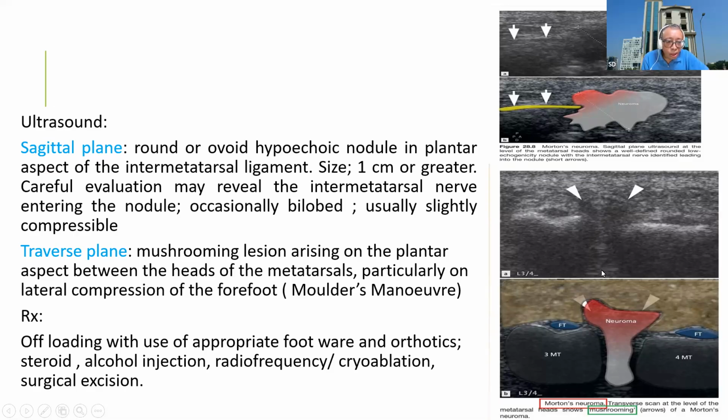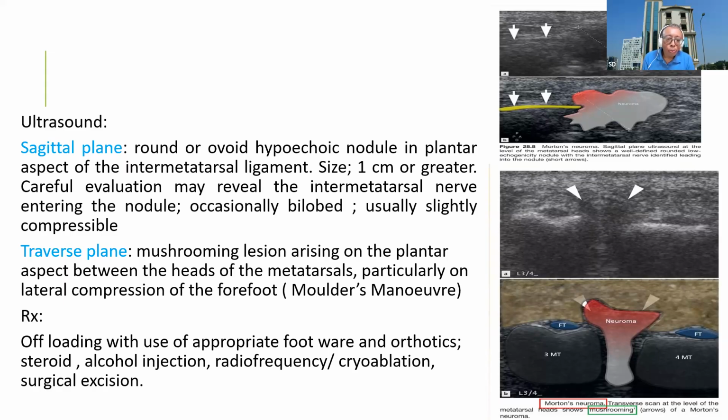There is some hypoechoic structure or nodule emerging between these two heads of the metatarsal and coming out like a mushroom. So you can typically see a mushroom lesion in the plantar aspect of the foot, mainly in between the two heads of metatarsal. This is also a typical picture of the Morton's neuroma.